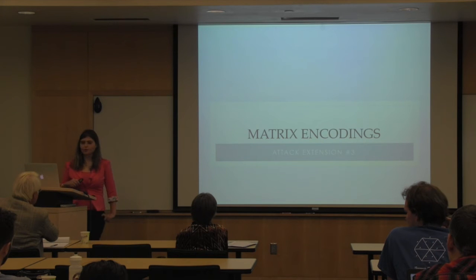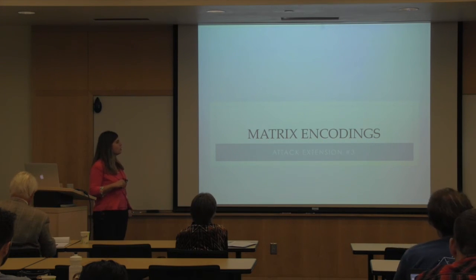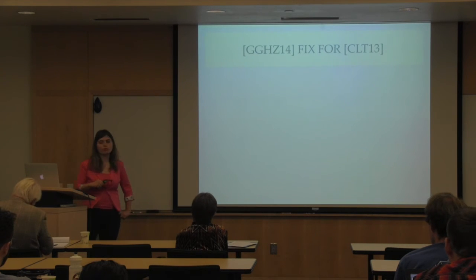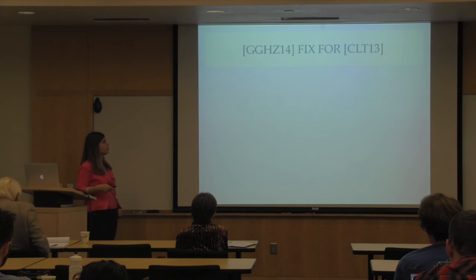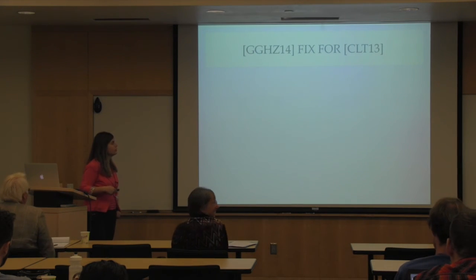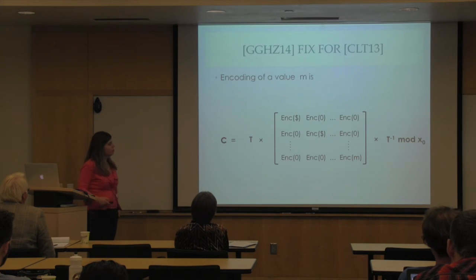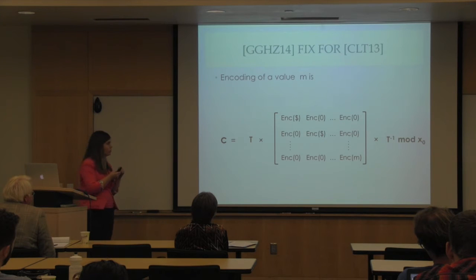Okay, sure. So the next extension of this attack was trying to break another proposed fix for CLT13. This was the fix that was proposed by Garg, Gentry, Halevi, and Zander. So how are they proposing to change the multilinear map encoding?